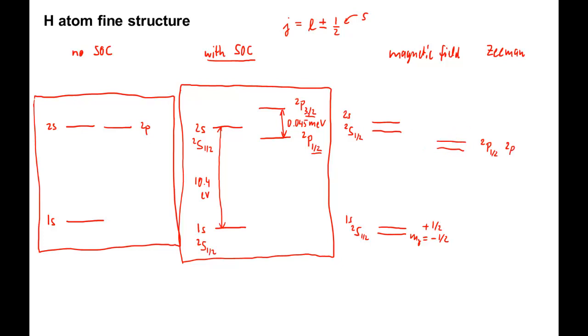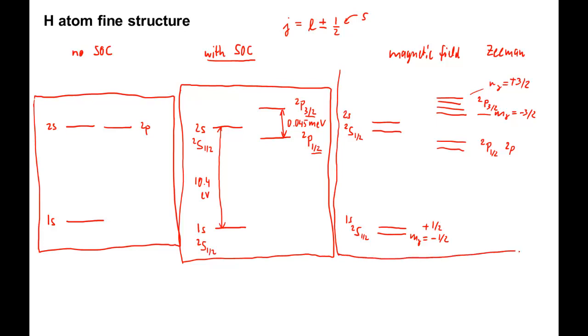Lastly, the doublet P3/2 has J equals 3/2. So there are 4 states which are now split in the magnetic field. 1, 2, 3, 4. The uppermost level has an MJ equal to plus 3/2, and the lowest one has an MJ equal to negative 3/2. So this is the quartet of levels for doublet P3/2. This is the energy level diagram for a hydrogen atom, including the spin-orbit coupling and in a magnetic field.